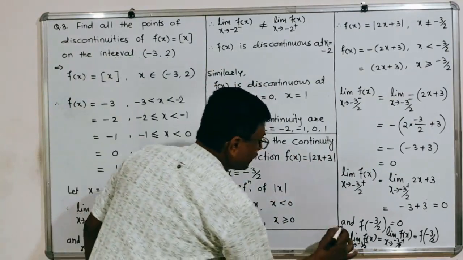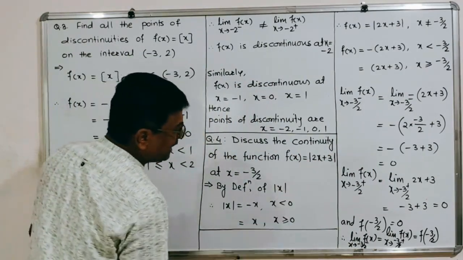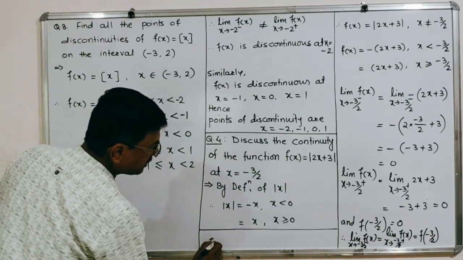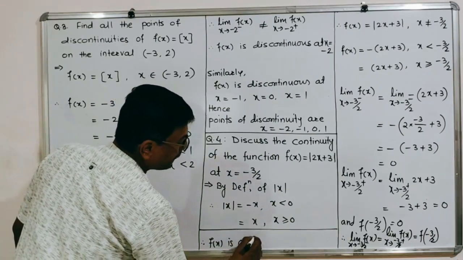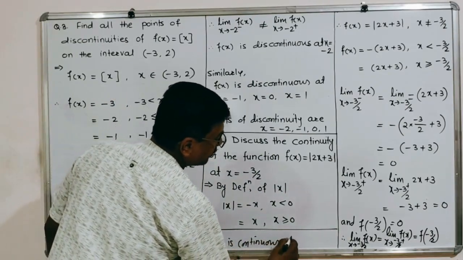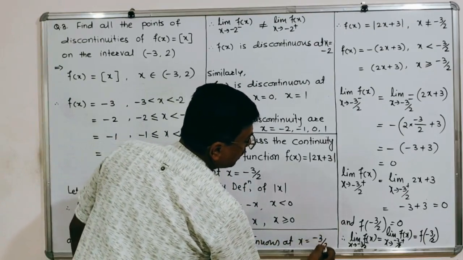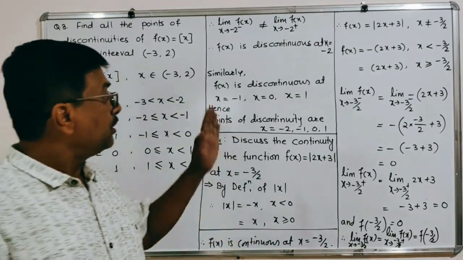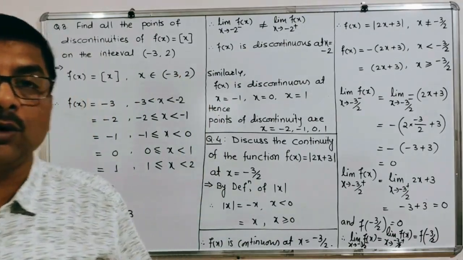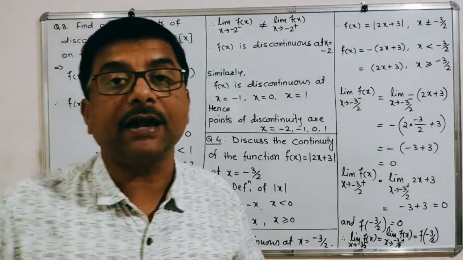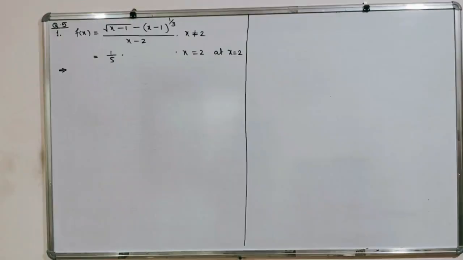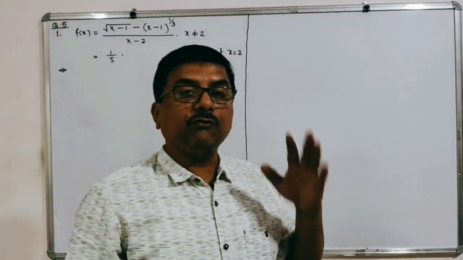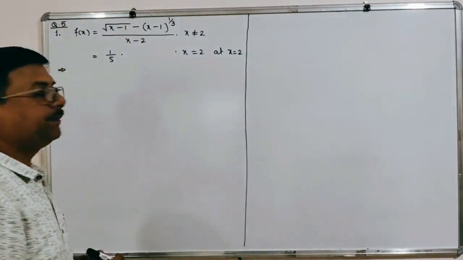We can write here also, as I have not placed there, I can write f of x. Therefore, we can say that f of x is continuous at x is equal to minus 3/2. Hence, we have studied question number 3 and 4. Now we are going to study question number 5. Now after question number 4, look at question number 5.